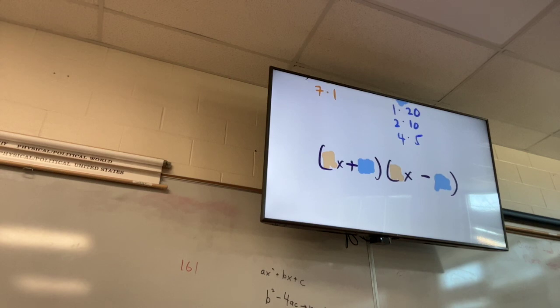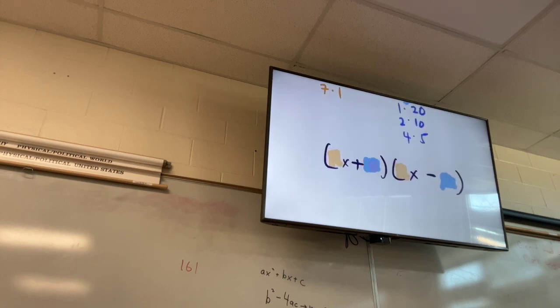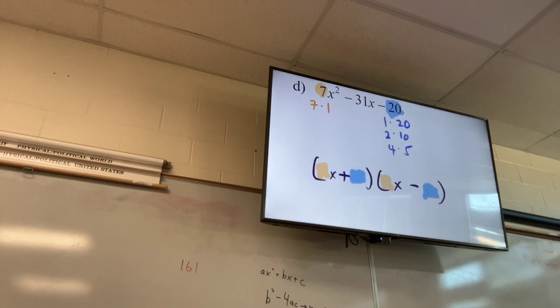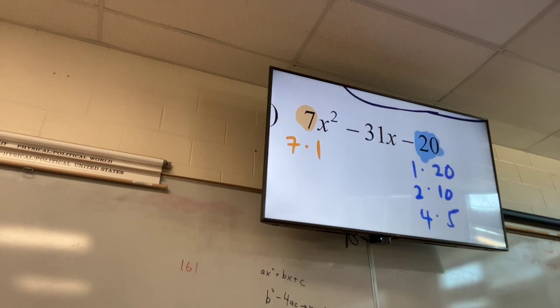When I multiply my outer numbers together, I'm going to get a negative, right? Because there's a negative symbol here. Something times x times negative something is going to be a negative. And then the inner numbers are going to be positive. So what I need to do here is the product of the outer numbers minus the product of the inner numbers needs to give me negative 31. Does that make any sense?